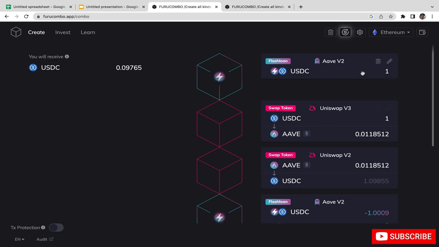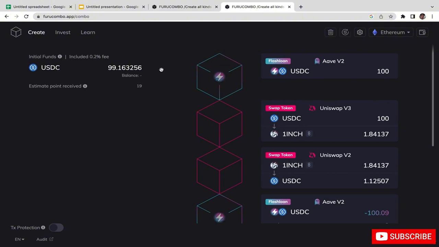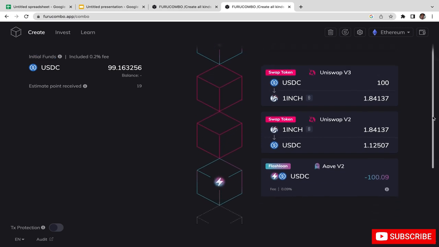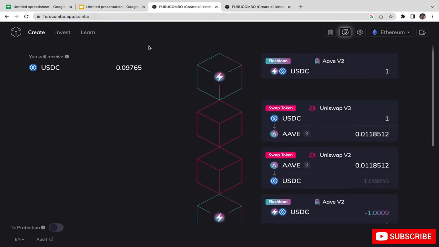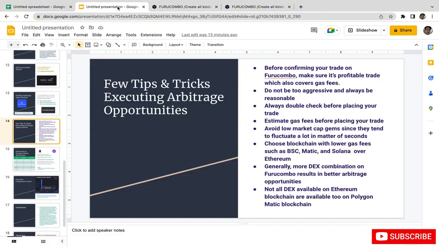So what about the second case here? The second case is where it doesn't have that sentence "you will receive". Instead, it has a sentence that says "initial funds", meaning that you're actually losing money here. So the trade is not profitable. Make sure before placing the trade, it says "you'll receive", which indicates the trade is going to be a profitable trade. The second one here is do not be too aggressive and always be reasonable.